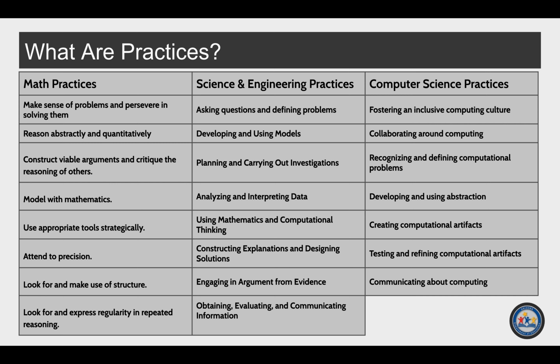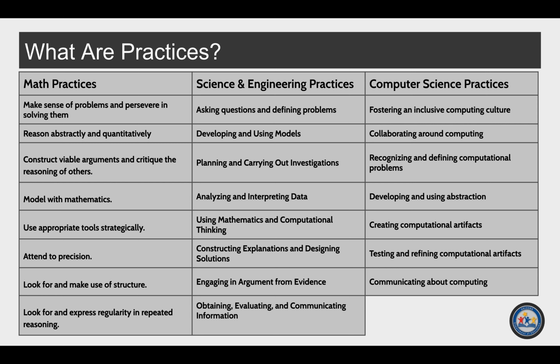Math practices describe specific student behaviors to help students develop an understanding of math and empower them to think mathematically. Science and engineering practices help students focus on what they do to make sense of phenomena in the world. Computer science includes 7 practices that describe the behaviors and ways of thinking that computationally literate students use to engage with the core concepts of computer science and fully participate in today's data-rich and interconnected world.